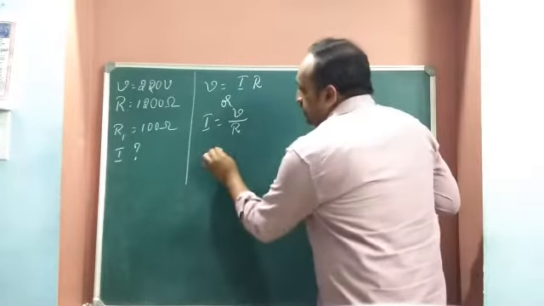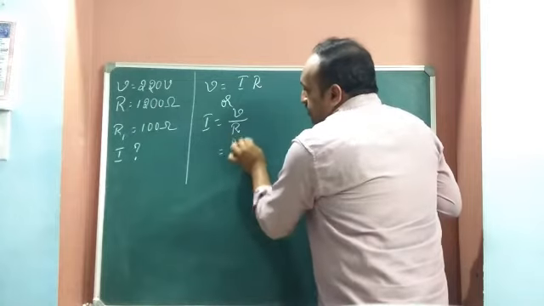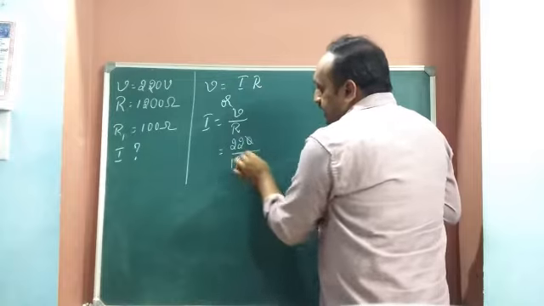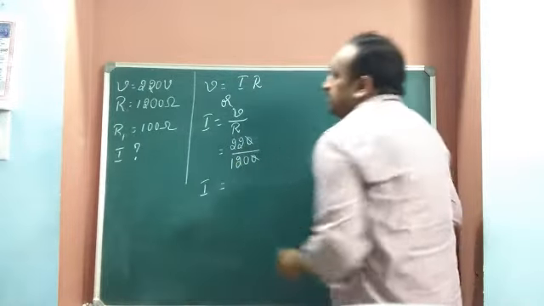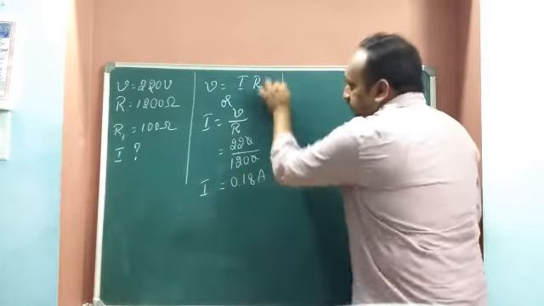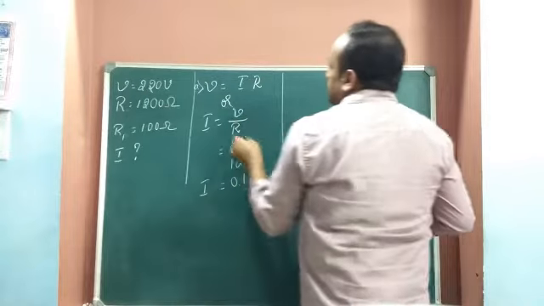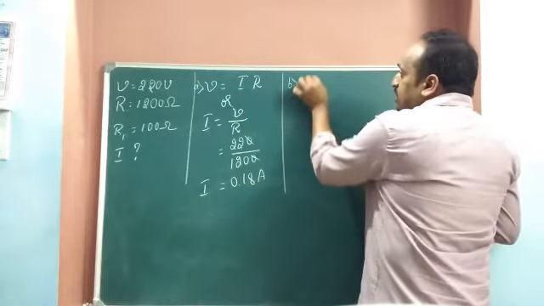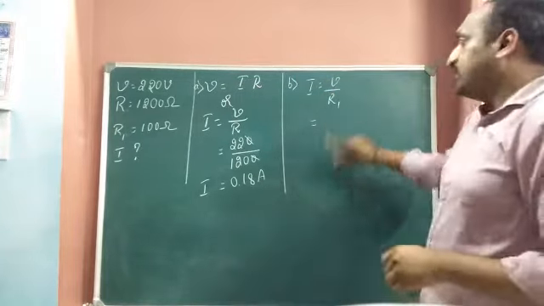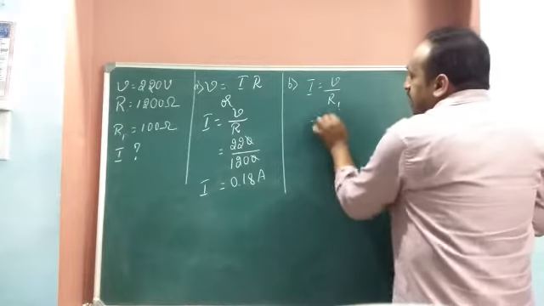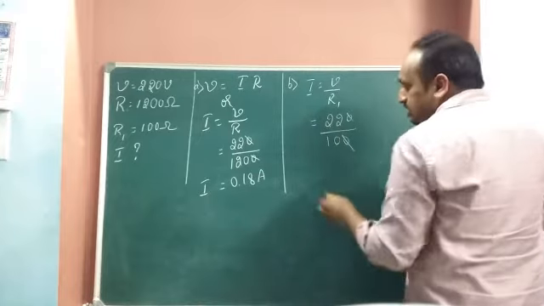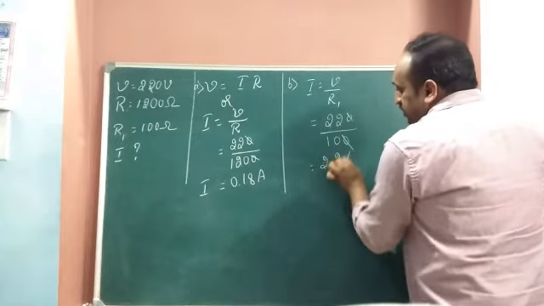Substitute the value. V is 220 volts and the resistance is 1200. Cancel the 0. So it is 0.18 ampere. So this is for the first one. Now go for the second one. Same formula. I is equal to V divided by R. So I will use here R1 so that there will be no confusion. So 220 divided by 100. Cancel 0. So 2.2 ampere.